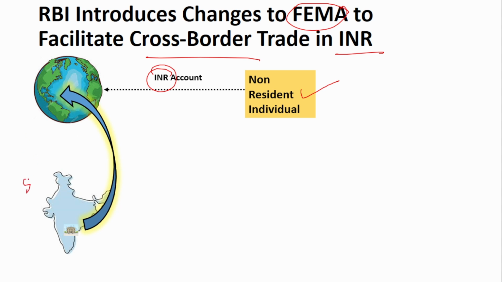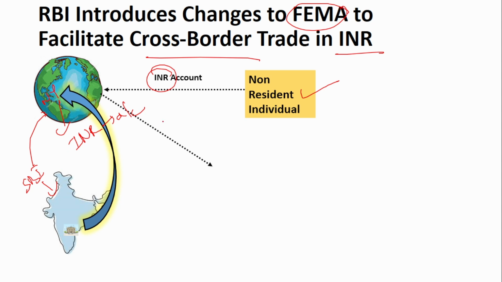Say suppose SBI is there in India. It holds a branch in New York. So now what is that? An NRA in the US, he or she can open an INR, that is an Indian rupee denominated account, in the foreign branch of SBI.